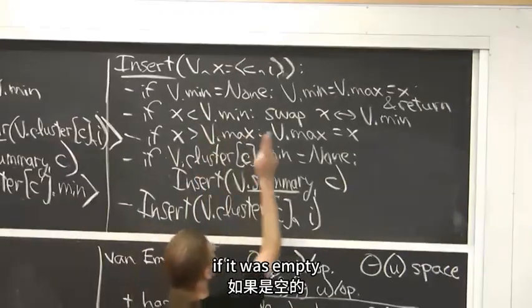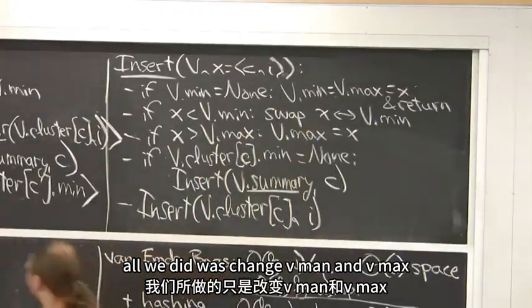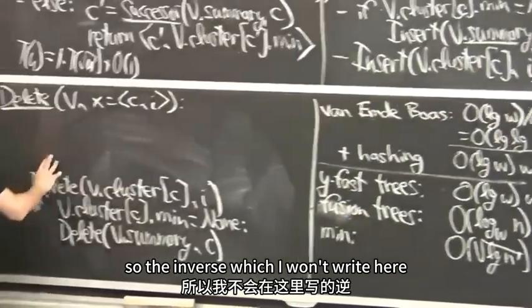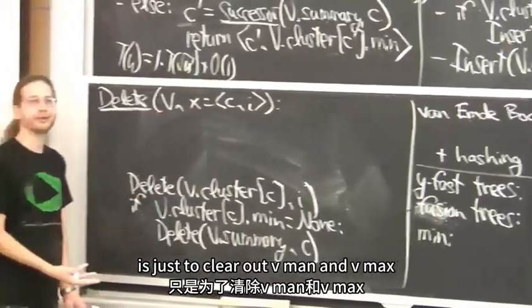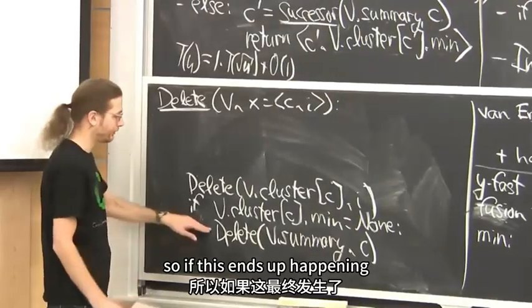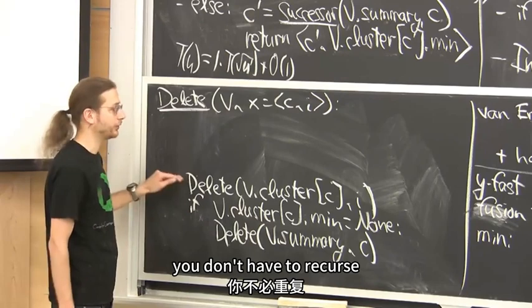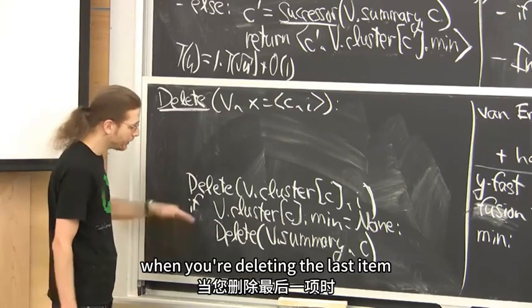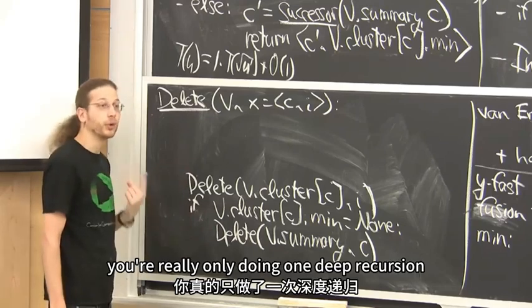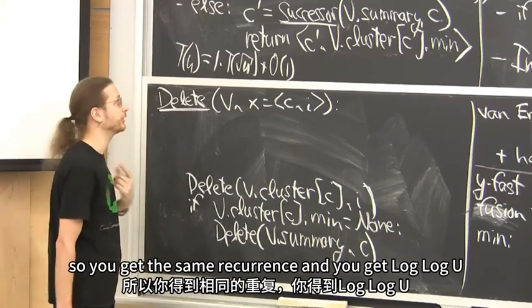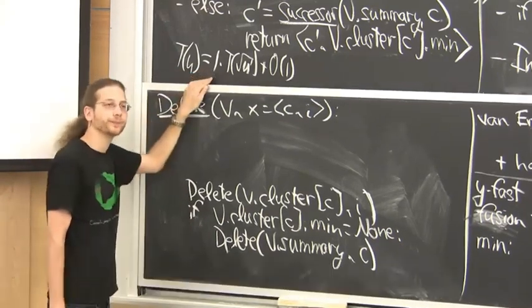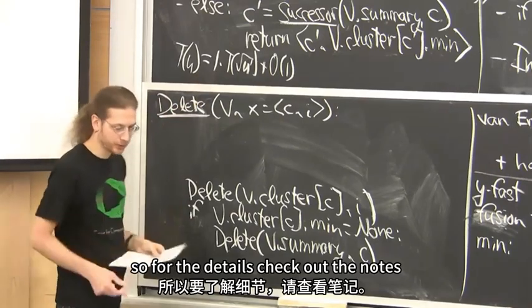If it was empty, all we did was change v.min and v.max. So the inverse, which I won't write here, is just to clear out v.min and v.max. So if this ends up happening, this only took constant time. You don't have to recurse when you're deleting the last item. So in either case, you're really only doing 1 deep recursion. So you get the same recurrence and you get log u. For the details, check out the notes.